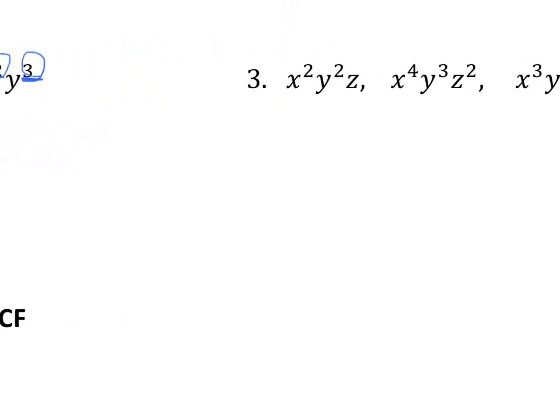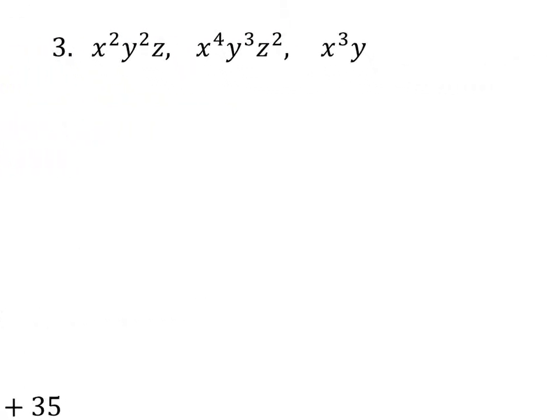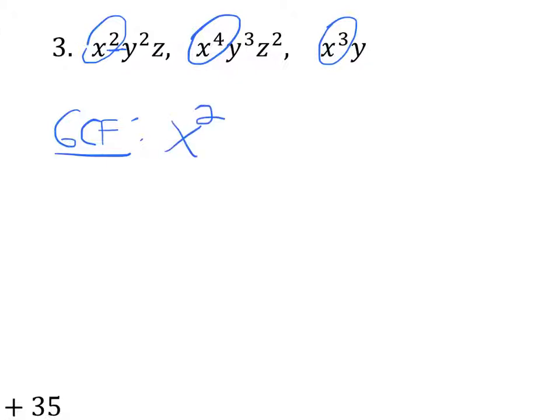Okay, and let's do number 3. When I do number 3 for the GCF, let's look. All 3 have X's. So if I have X squared, X to the 4th, and X cubed, the smallest exponent is this, so I have X squared. Then I'm done with the X's, so I'll just cross them out. They all have Y's. I have Y squared, Y to the 3rd, and just Y. Well, this is the smallest, that Y, so it's just Y to the 1st or just Y. So I'm done with the Y's.